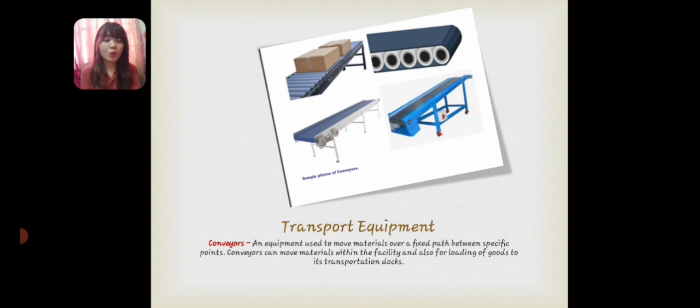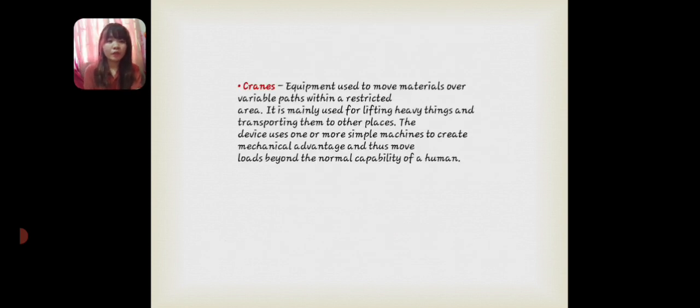Conveyors: equipment used to move materials over a fixed path between specific points. Conveyors can move materials within the facility and also for loading of goods to its transportation docks. Ayan, for example ng mga equipment. Next is cranes. Equipment used to move materials over variable paths within a restricted area. It is mainly used for lifting heavy things and transporting them to another place.